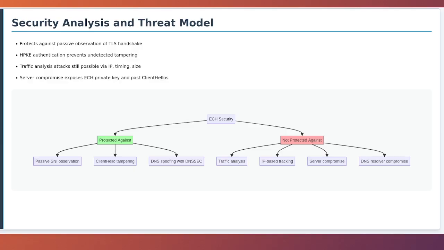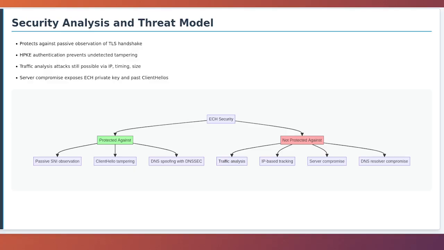Server compromise represents a critical threat boundary. If an attacker compromises the server and obtains the ECH private key, they can decrypt past and future inner client hellos, provided they can capture the network traffic. This is why ECH private keys should be rotated regularly and protected with strong access controls. Forward secrecy properties mean that compromising the ECH key does not allow decryption of the actual TLS session after the handshake completes. It only decrypts the client hello itself.